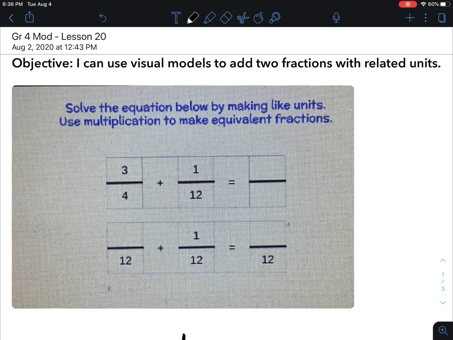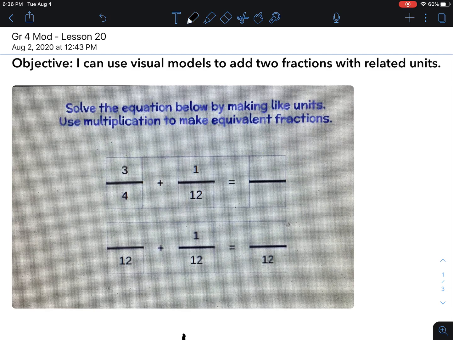turn our smaller fraction, or the fraction with the smaller denominator, and make it an equivalent fraction so it has the same denominator as our other fraction. So I'm going to show you what I mean. In this problem it says solve the equation below by making like units. The great thing is in this first problem that you're going to practice, they already tell you what the like unit is going to be. So 3/4 is going to turn into something over 12, so you can add the two fractions together.